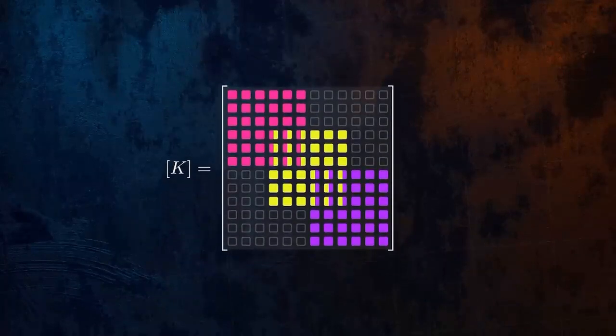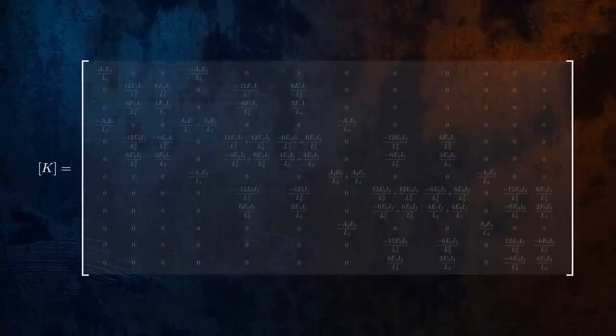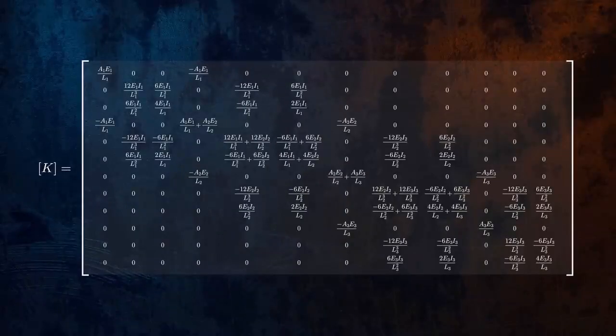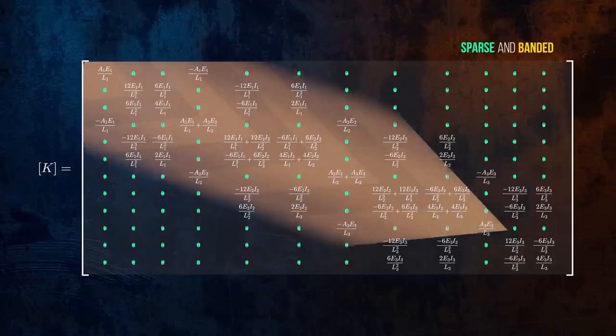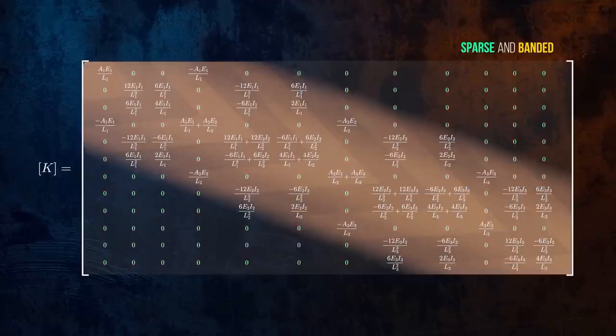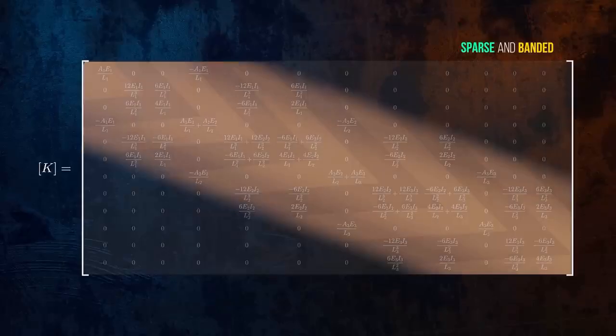This is what the actual global stiffness matrix looks like for this model. It has some interesting characteristics. It is said to be sparse because it contains a lot of zeros, and banded because the non-zero terms are grouped around the diagonal. For linear elastic problems, the matrix will also be symmetric.